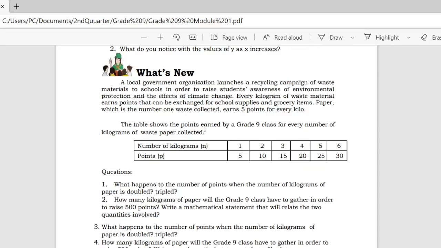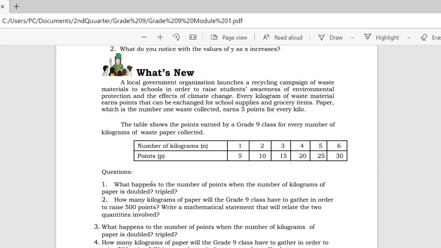The table shows the points earned by a grade 9 class for every number of kilograms of waste paper collected. We let the number of kilograms be N, and the points be P. So 1 kilogram is equivalent to 5 points. If you have 2 kilograms, then 10 points, because for every 1 kilogram, that is 5 points. 3 kilograms, 15 points. 4 kilograms, 20 points. 5 kilograms, 25 points, and so on.